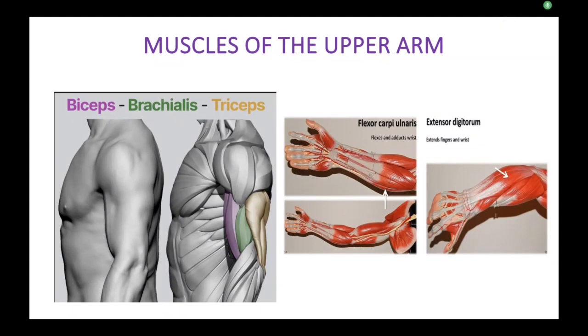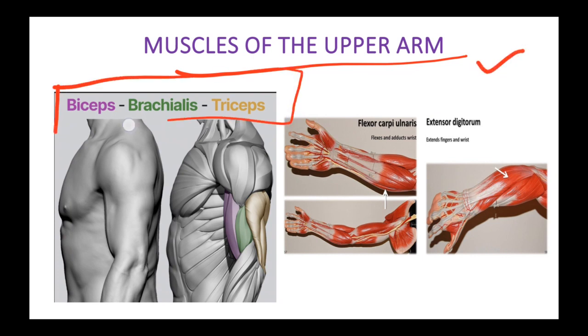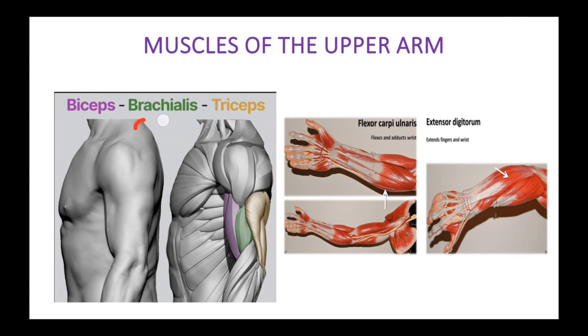Hi guys, so in this video we'll be talking about the muscles of the upper arm and a couple of conditions associated with this. We only have to know a few muscles of the upper arm, for example biceps, brachialis and triceps. These are the main three muscles of the upper arm. As you can see, this lavender muscle here is the biceps, the middle one is the brachialis and the posterior one is the triceps.